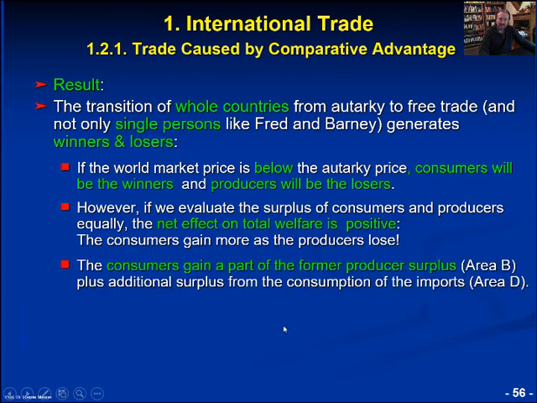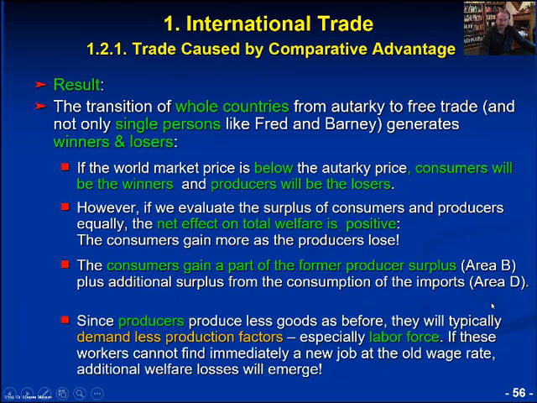The consumers' gain is part of the former producer surplus, area B, plus additional surplus from the consumption of the imports, area D. Since producers produce less as before, they will typically demand less production factors, especially labor force. If these workers cannot immediately find a new job at the old wage rate, additional welfare losses might emerge.